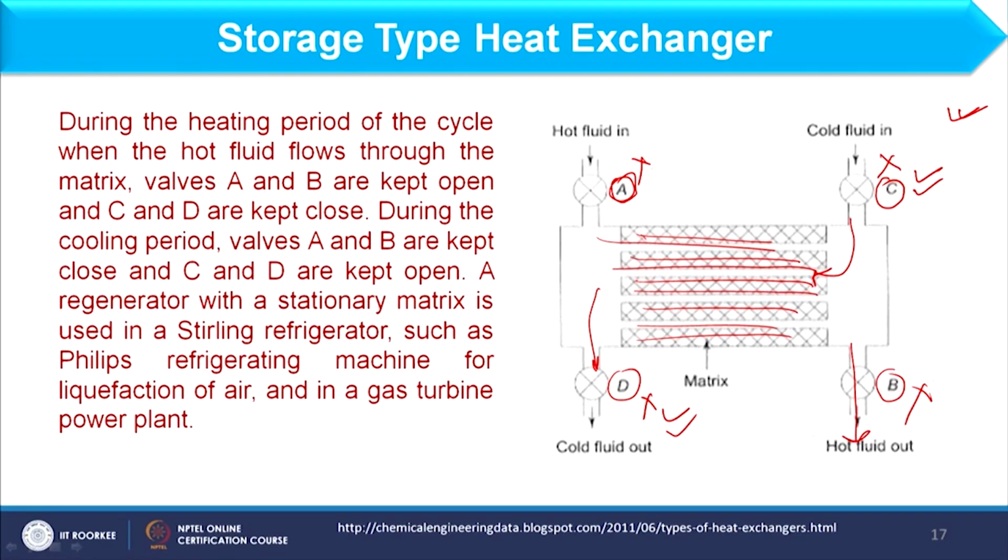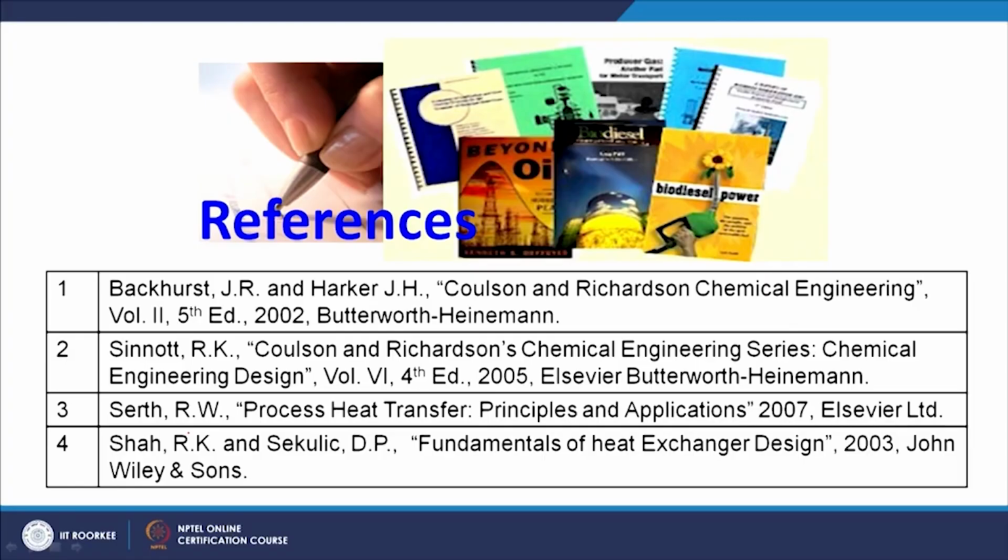heat, and these are used in Stirling refrigerators such as the Phillips refrigerating machine for liquefaction of air, and in gas turbine power plants. So these are some of the applications for storage type heat exchangers, and here the references are there which you can use to study this topic more clearly and in more detail.